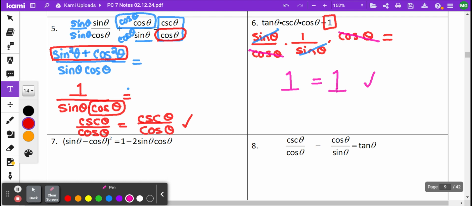All right, how did you do? Hopefully you saw this was the quotient identity. This is a reciprocal identity, and then we just kept cosine. And once we did that, we were able to cancel things out and just be left with 1 equals 1. And that, of course, is what we wanted.